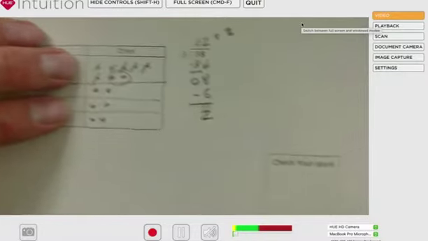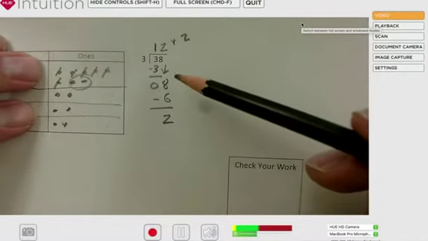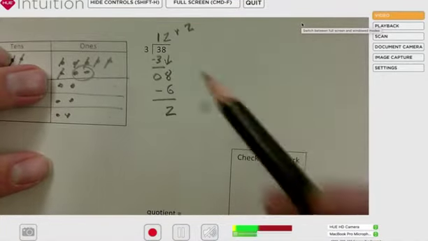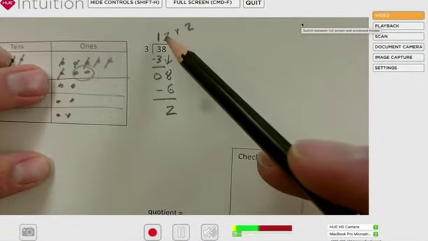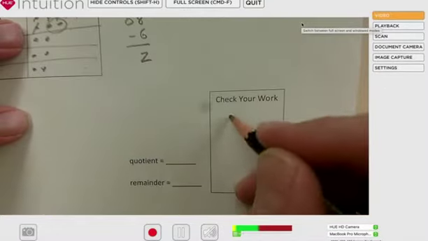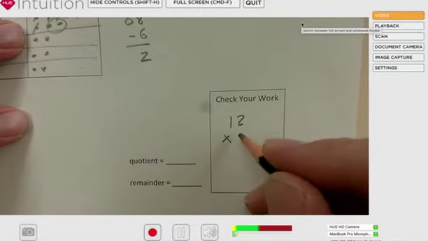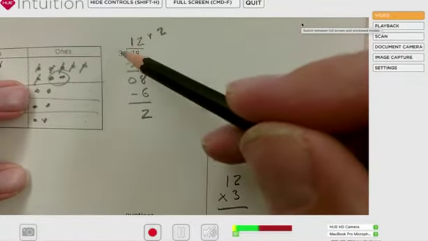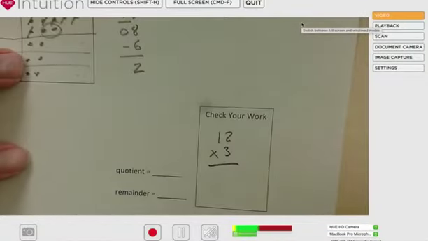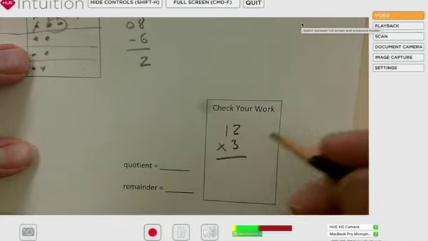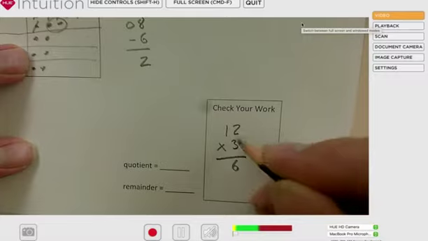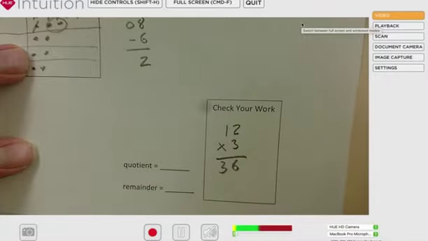Okay? Trust me, after we do this 100,000 times, you'll be extremely comfortable with this. How do we check our work? Well, we always multiply the dividend by the divisor. 12 times 3. Now, some people know 12 times 3 just off the top of their head. Some people don't. You can do it standard algorithm if you wanted to. 3 times 2 is 6. 3 times 1 is 3. It's 36. But again, let me show it again.